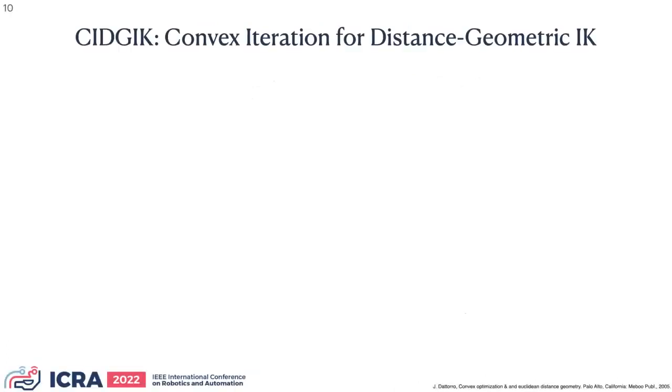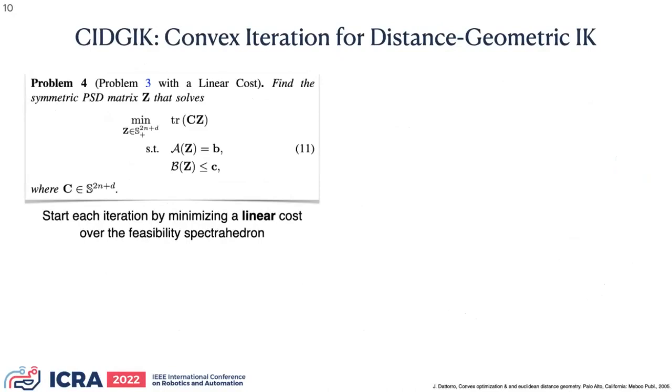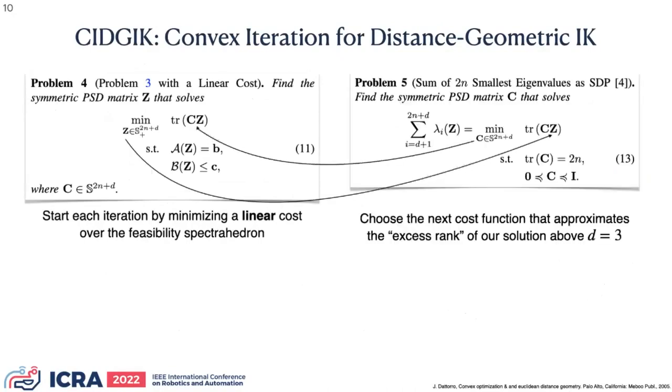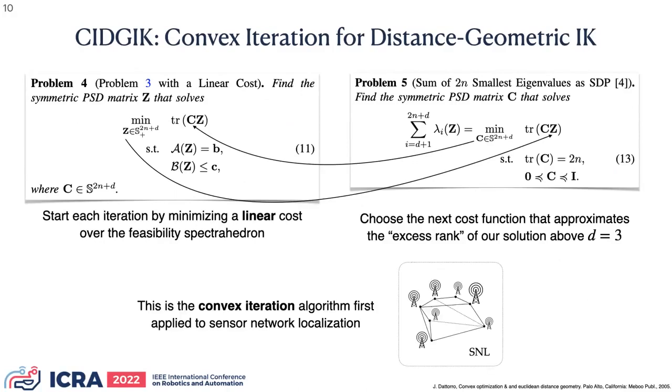We begin by modifying the feasibility problem to have a linear cost. At each iteration, we update the linear cost so that it heuristically minimizes the rank of our solution, eventually driving us to a solution that is feasible for our original quadratic program. This convex iteration method was first applied to the noisy sensor network localization problem.